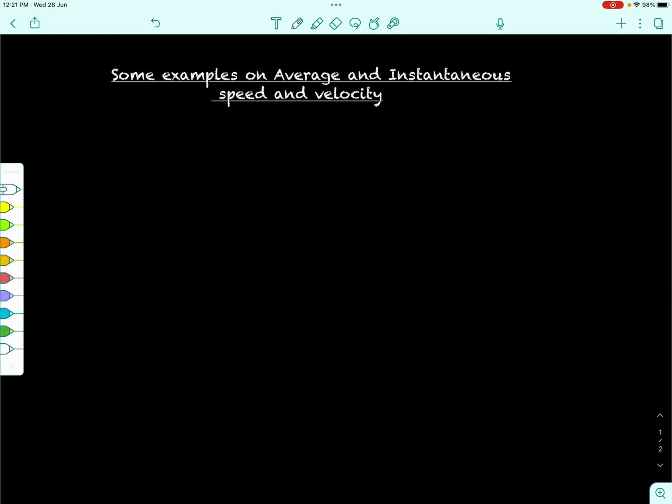So we start with the first example, which says that there is a body which moves along a straight line in such a way that it travels with a speed v1 for a certain time t, and then travels with a speed v2 for the same time t after this, and in the process it travels a certain distance. So we are supposed to find out the average speed that this body will have. V average is what we are looking for.